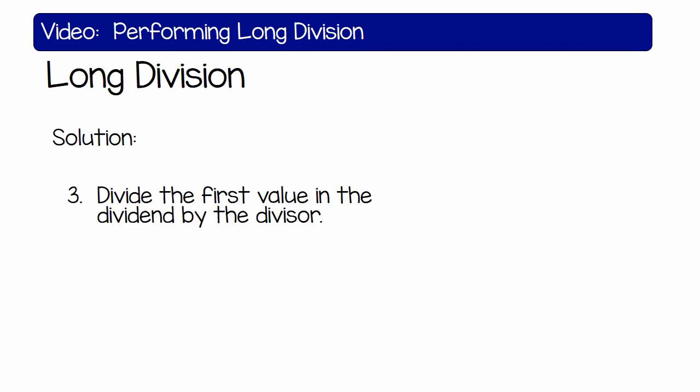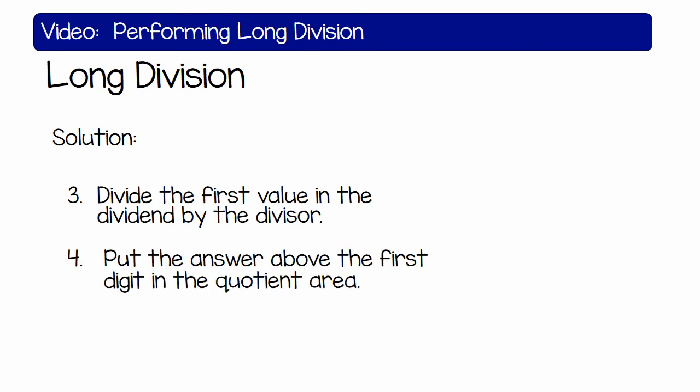Now, divide the first value in the dividend by the divisor. Put the answer above the first digit in the quotient area. So in our example, the first digit in the dividend is 4. The divisor is 5. 4 divided by 5 can't go, so you're going to place a 0 in that place.